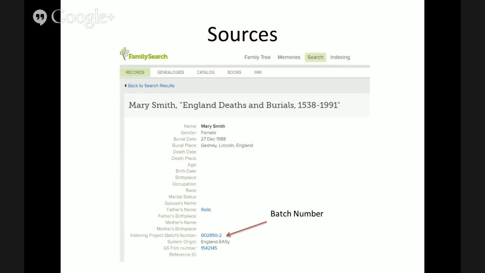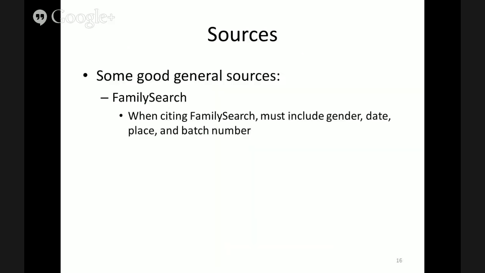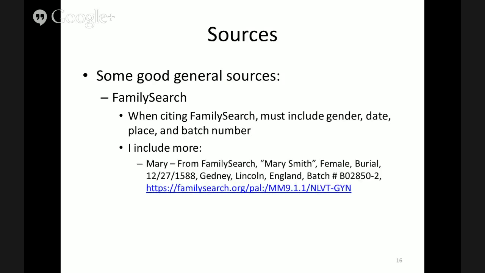So that's it. There's my documentation for Smith. Mary Smith, female, buried December 27, 1588 in Gedney, Lincoln, England. Done. When you're citing FamilySearch, you have to include the gender, the date, the place, and the batch number. Most of the time, I just include everything. Here's how I would cite her. I would say, from FamilySearch, Mary Smith, female, burial, 12/27/1588, Gedney, Lincoln, England, batch number, and then I include the URL as well for that specific record.